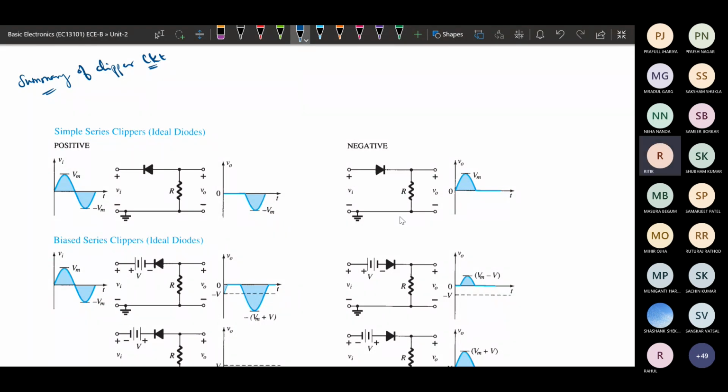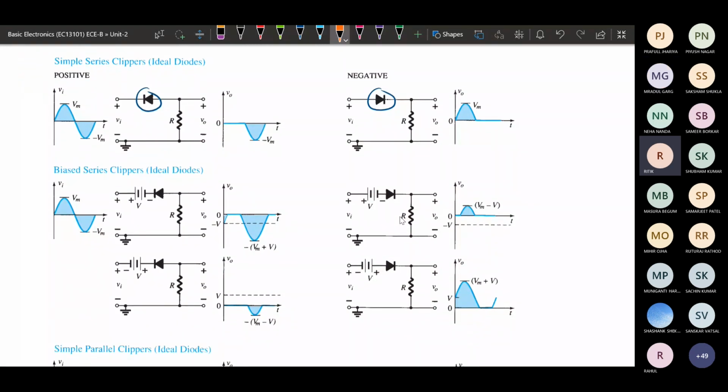If we want to implement the negative clipper, we just change the direction of the diode. Once we have changed the direction of the diode, this will be the next type of clipper, that is the negative clipper. So it will be clipping the negative half and retaining the positive half.